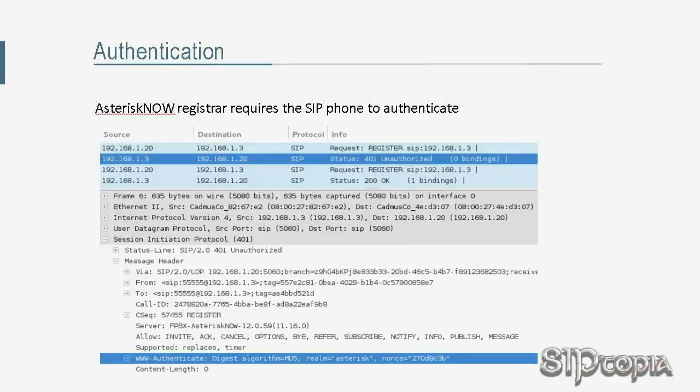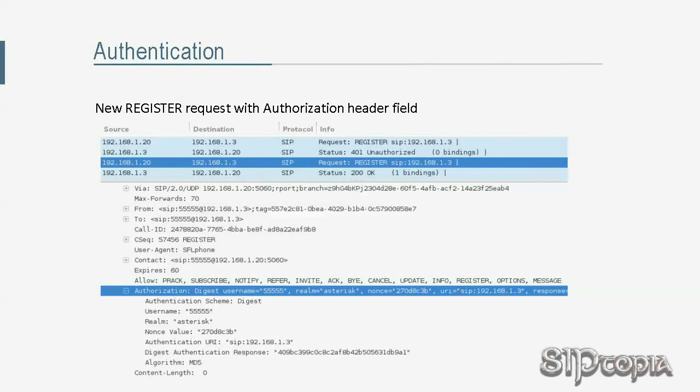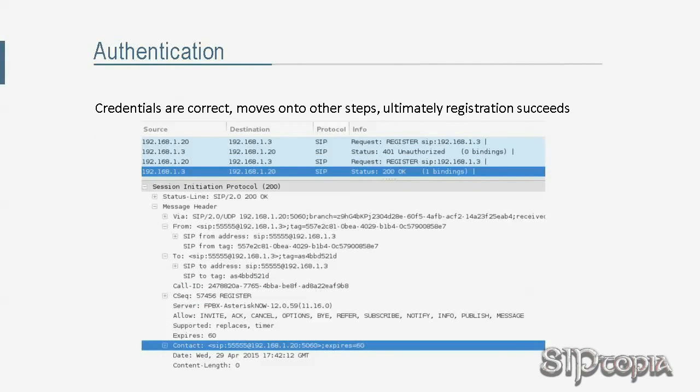Please note that the UAS and registrar respond with 401 unauthorized in these scenarios, whereas SIP proxies respond with 407 proxy authentication required. In both cases, the response includes www-authenticate header field. Using the www-authenticate header field parameters, the UAC calculates and adds an authorization header field to the new register request. If the credentials are not correct, the registrar will again respond with 401 unauthorized response. Since the credentials Tarzan provided in this scenario are correct, the authentication succeeds.